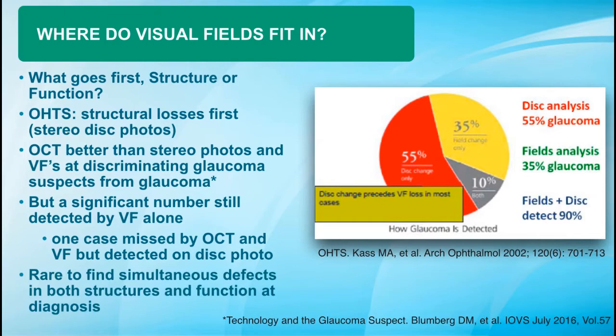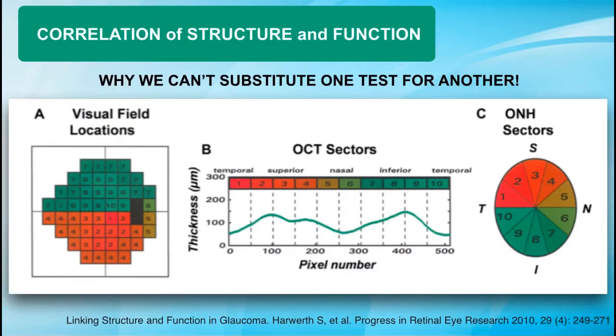Now, as I said before, it's rare to find simultaneous defects in both structure and function at the time of diagnosis of glaucoma, so please do not wait to find problems in both before making a glaucoma diagnosis. It can be in structure alone or function alone a lot of the time.